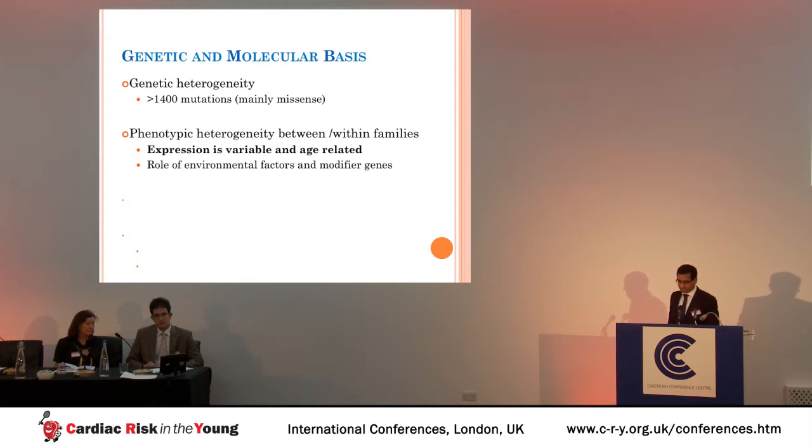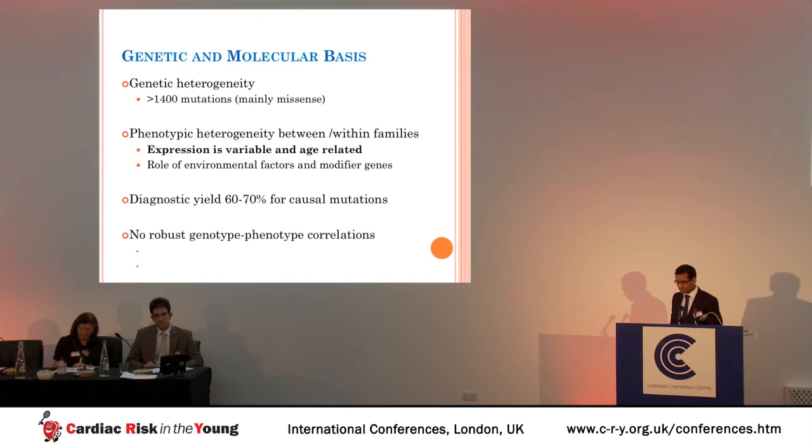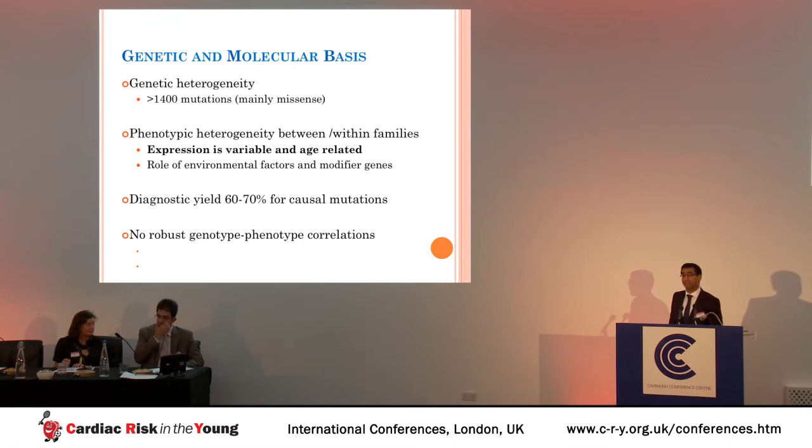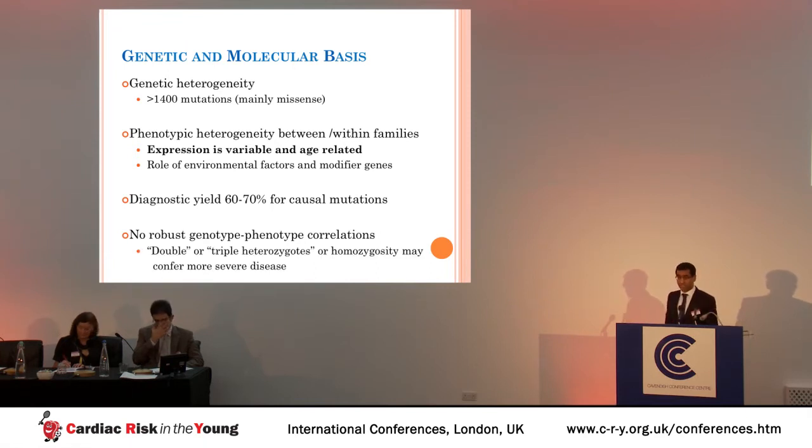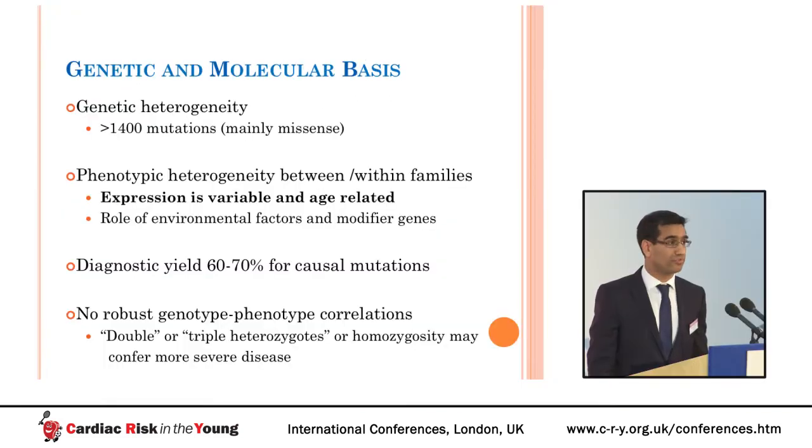And this may be due to the role of environmental factors and modifier genes, but we're not entirely sure why at present. In addition, the diagnostic yield for causal mutations is only about 60 to 70% at present. And this may simply be because we just haven't discovered all the mutations that can cause HCM. And finally, even though attempts have been made in the past, for example, trying to correlate mutations in a particular gene with phenotype and the severity of disease, at present, no robust genotype-phenotype correlations exist, although we know that patients who have more than one mutation or who are homozygous generally have more severe disease.